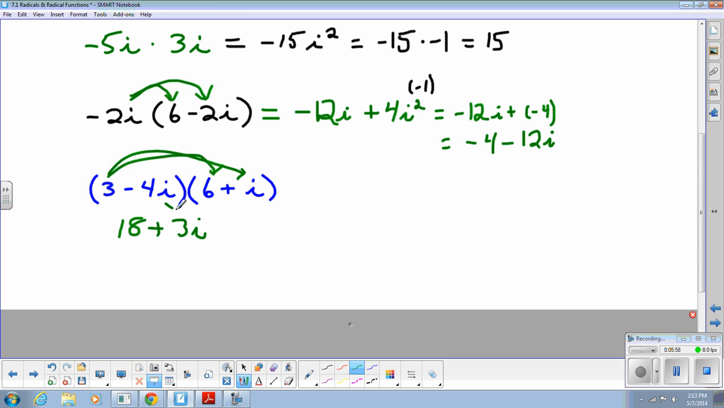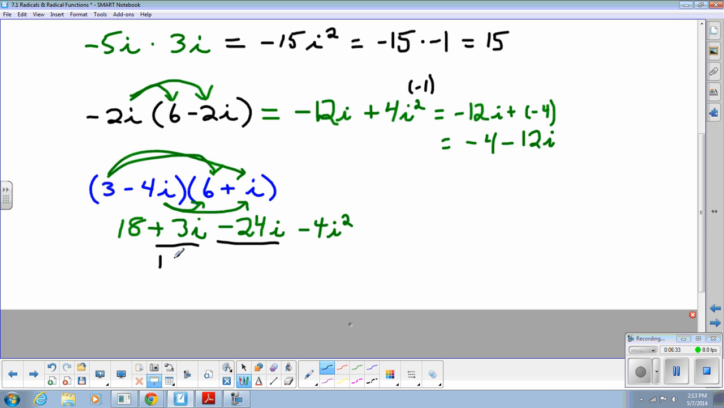And then I go underneath, negative 4i times 6. So now I have a negative 24i. And then negative 4i times positive i. So that means I have a negative 4i squared. Let's go back through our terms looking for like terms. Well, right now the only real number I have is positive 18. But I have a 3i minus 24i, so I'll combine those like terms. 3i minus 24i, those are like terms. So 3 plus negative 24 is negative 21i.